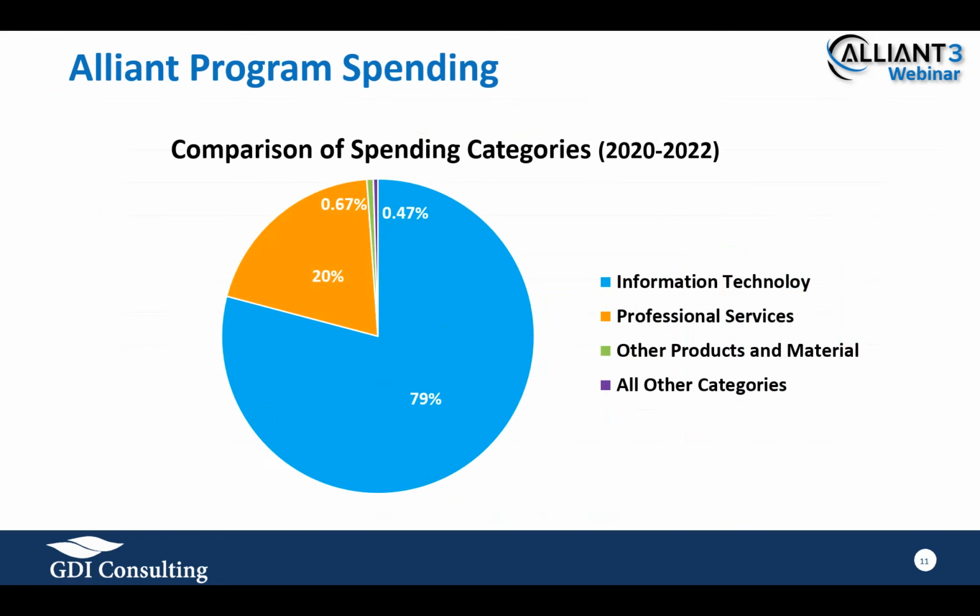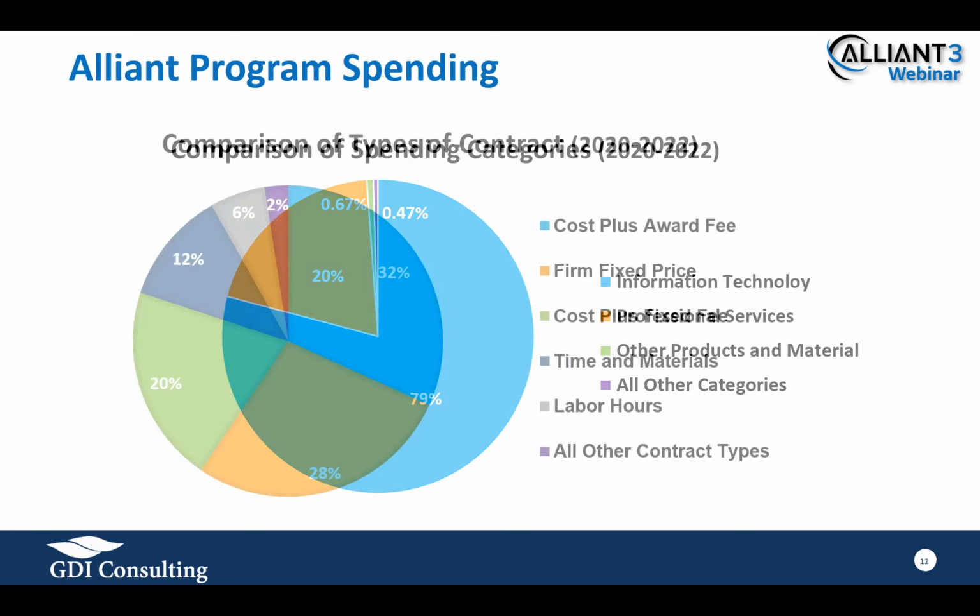Now, as far as the types of work, the categories, IT obviously is the main part, 79%, and then professional services, the task orders that covered professional services, around 20%, and then other products and material and all other categories are very small, 0.67% and 0.47%. So this gives you an idea of the types of contracts or task orders that will be issued for Alliant 3 as well.